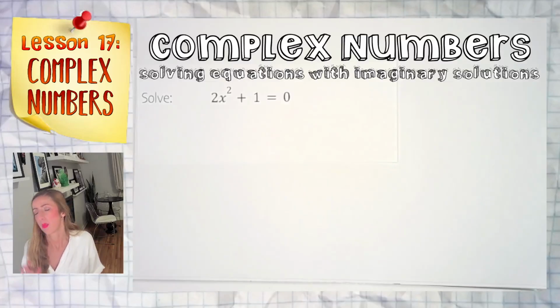So here in this example, we're going to see a situation where we'll be rationalizing our denominator in addition to dealing with imaginary numbers, solving by taking square roots, solving a polynomial equation, you name it. So let's get into it.